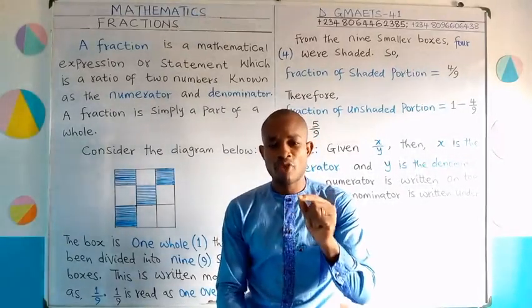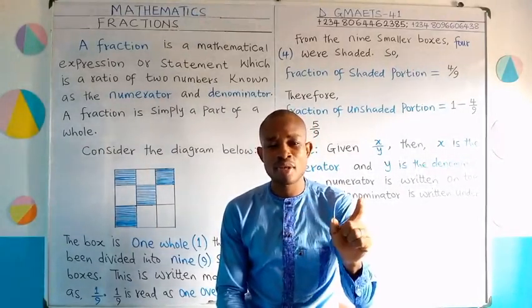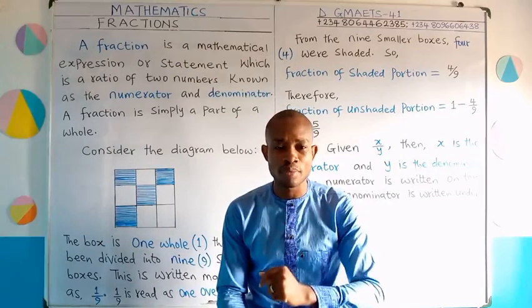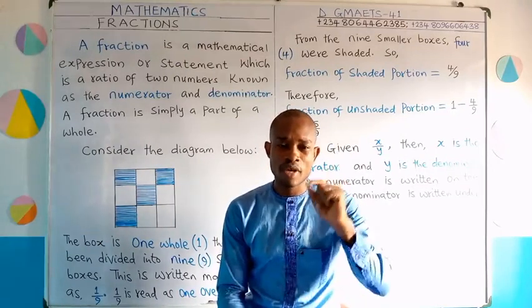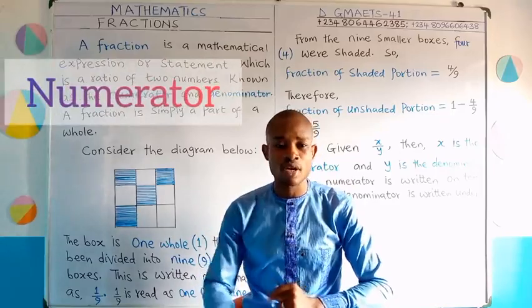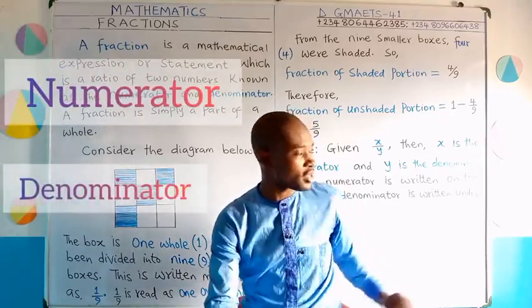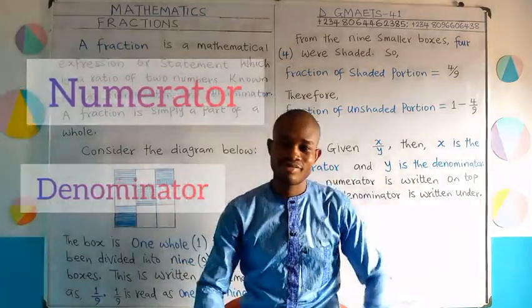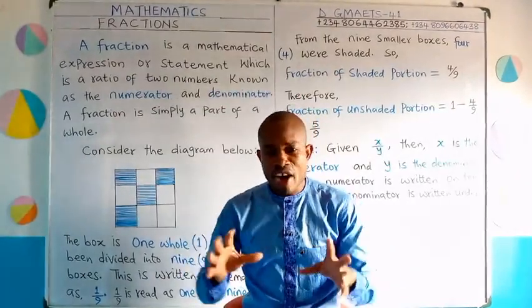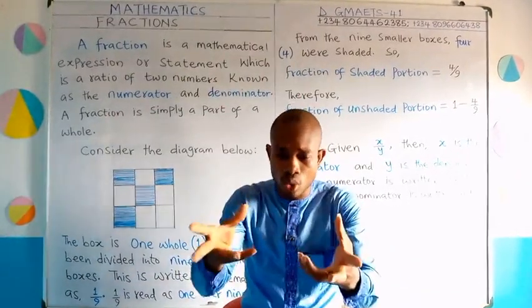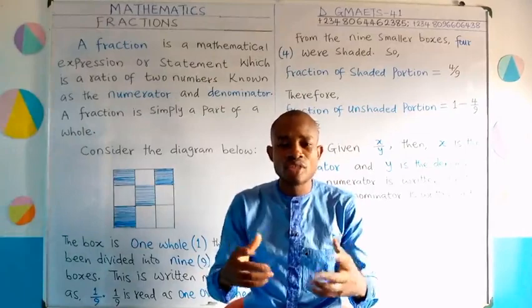I have defined what fraction is as a mathematical statement or expression which is a ratio of two numbers. Now these two numbers, one of them is called the numerator, the other is called the denominator. We'll talk about that when we come to this part. Fraction is part of a whole. Fraction is part of a whole.